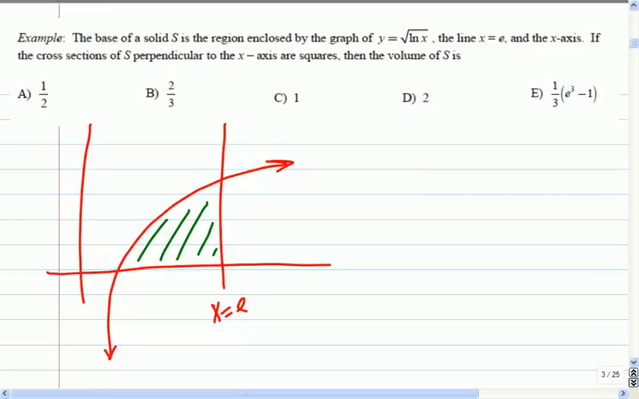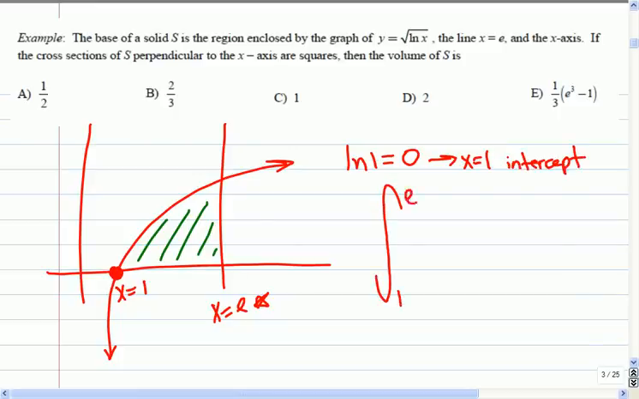And if you think about it, we already know one of the bounds right here. But what bound is this? Do you remember? You have to ask yourself, if 1 is the value, what's the exponent? If 0 is the exponent here, that means the natural log would be 1. So this bound here is x equals 1. So I've got something to start with now. I'm going from 1 to e. I have to figure out how to do this area.